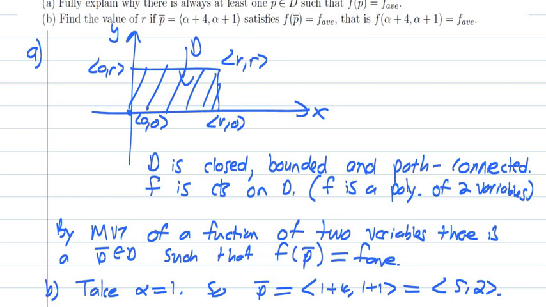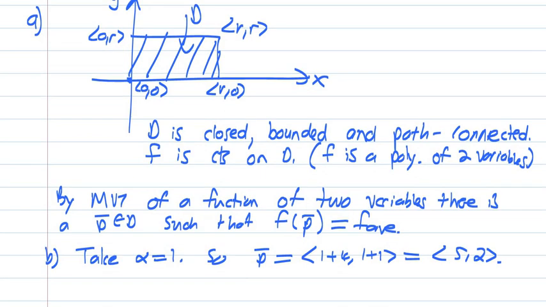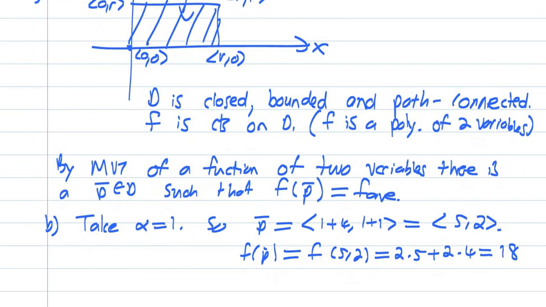All right, and so remember we know what the function is. It's 2x plus 4y. So let's have a look at what F(P) is. So F(P) is F(5, 2). So this is 2 times x plus 4 times y. So it's 10 plus 8. That is 18. So F(P) works out to be 18. Alrighty. Now, we know that F at the point, if my alpha is 1, is 18. All right, so now let's work out F average.